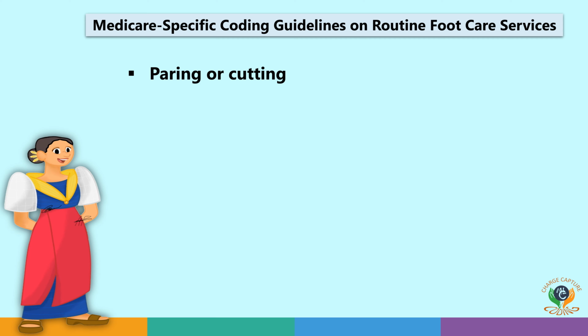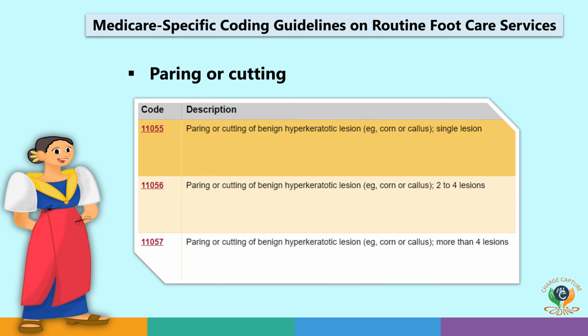Now, removal of these corns and calluses can be reported using CPT codes 11055, 11056, and 11057. Removal of these lesions, corns, and calluses, is considered to be routine foot care. Note to billers and coders, the code you select must be supported by the documentation. Again, procedure codes may be subject to National Correct Coding Initiative or NCCI edits or OPPS packaging edits. Refer to NCCI and OPPS requirements prior to billing Medicare.